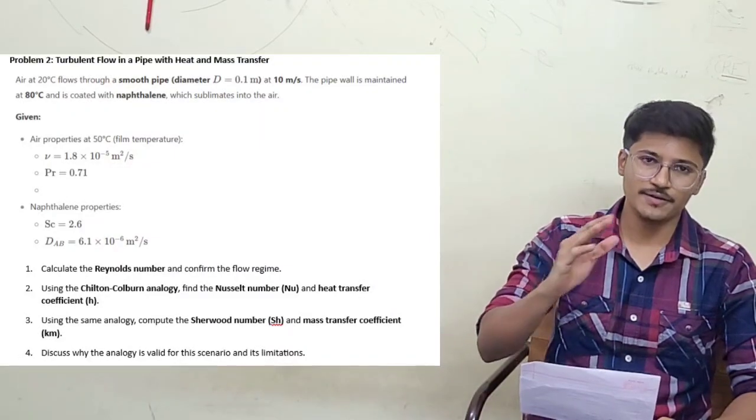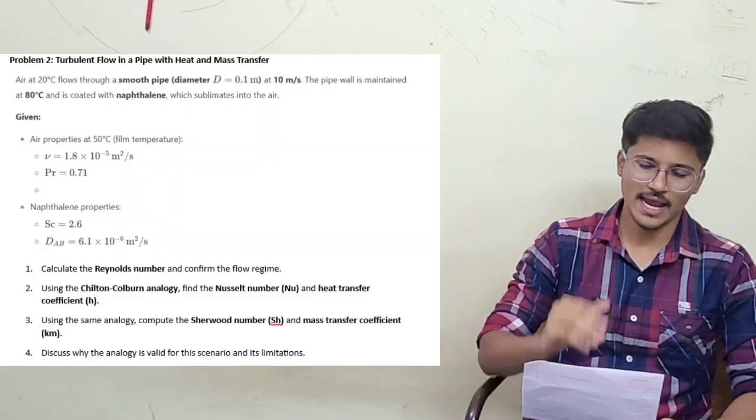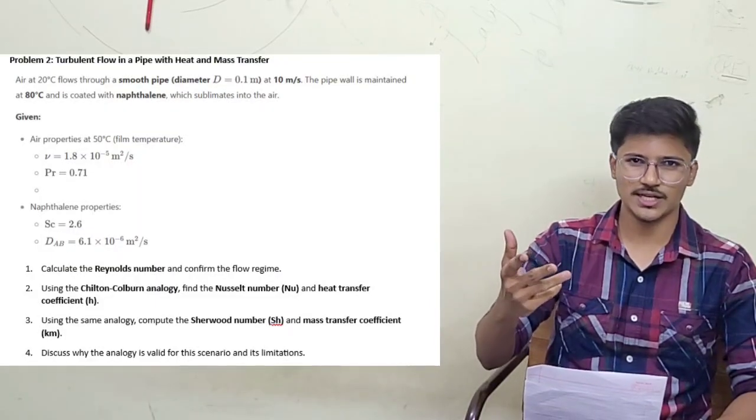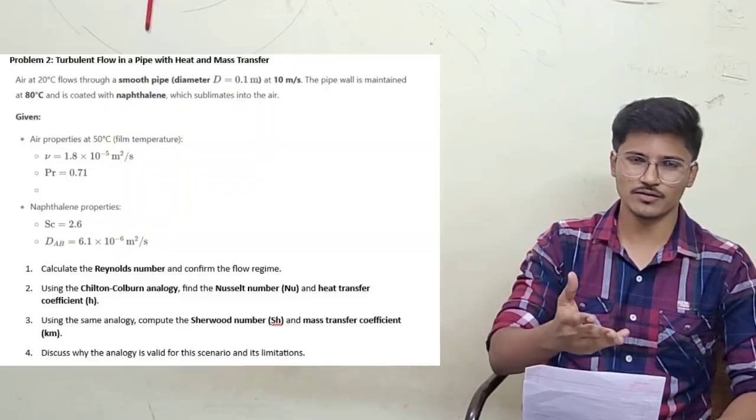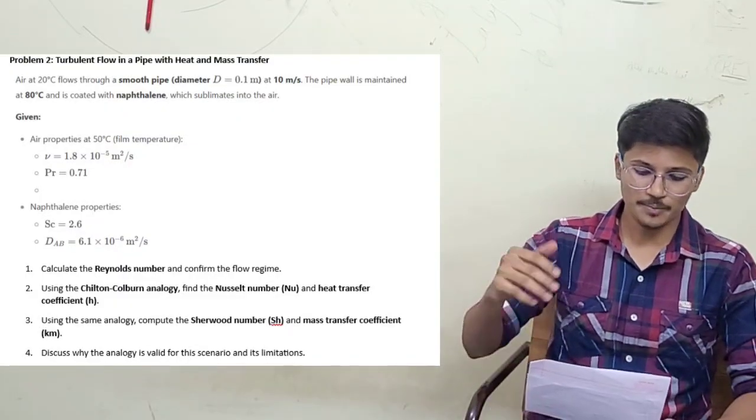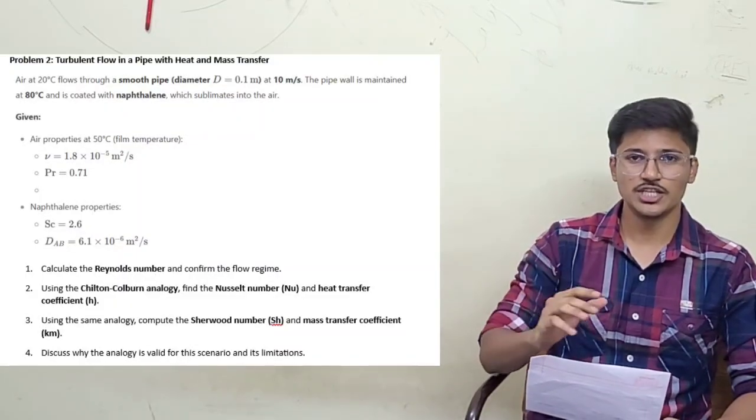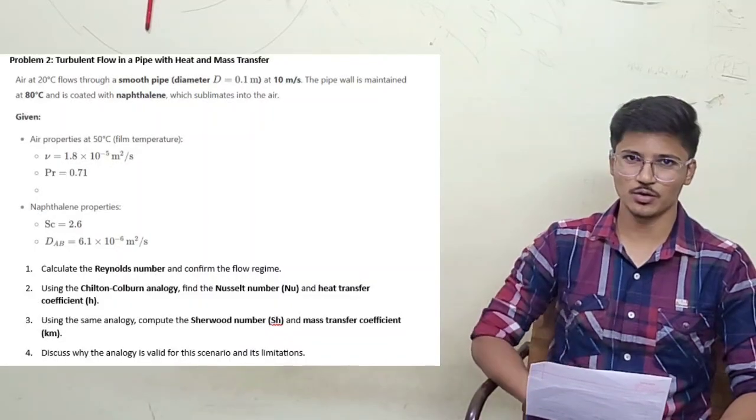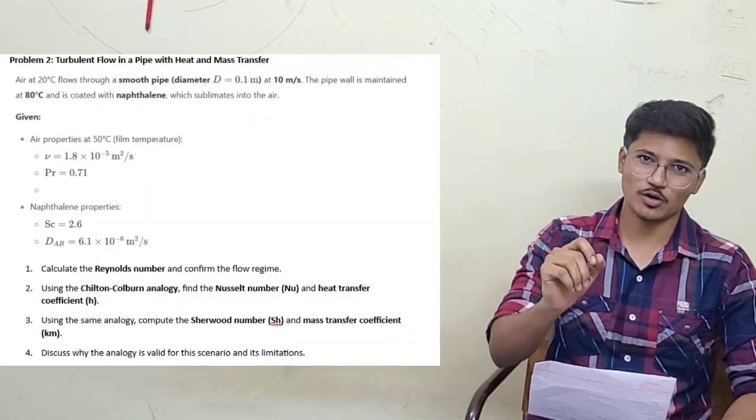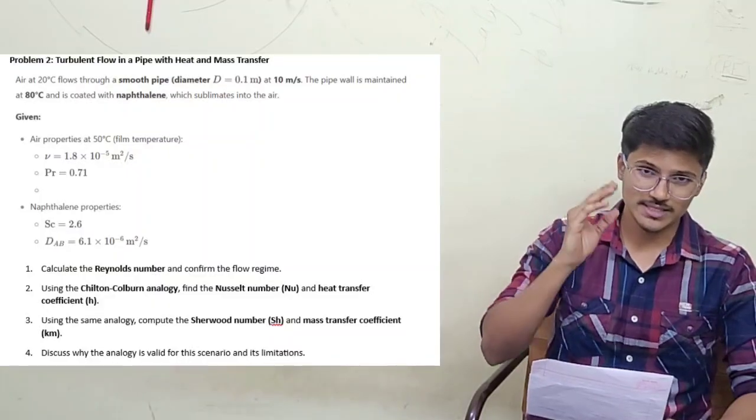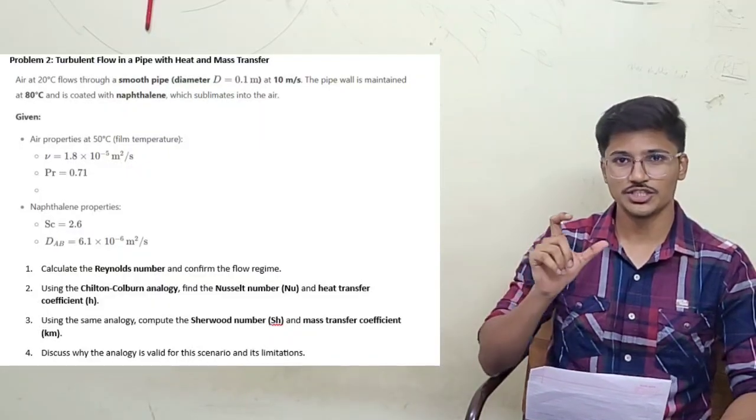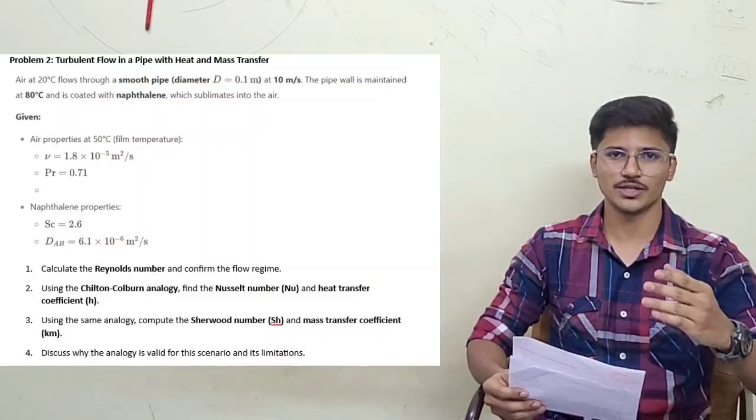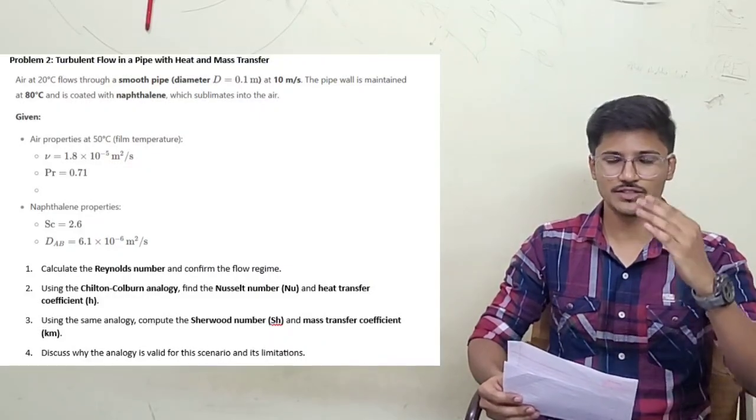In the first part, we need to calculate Reynolds number and flow regime. Flow regime is nothing but just we need to state whether it's turbulent flow, laminar flow or transient flow. So the B part is we need to use Chilton-Colburn analogy and find Nusselt number and heat transfer coefficient. And the last part of the question is we need to use the same analogy and compute Sherwood number and mass transfer coefficient. So this is the overall question, given data and the things which we need to calculate.